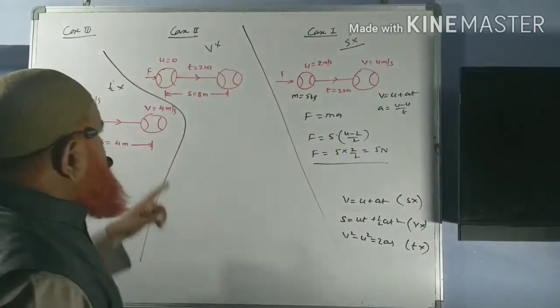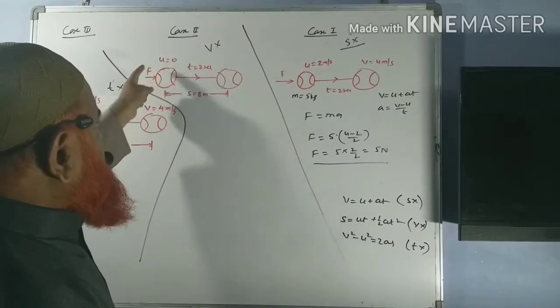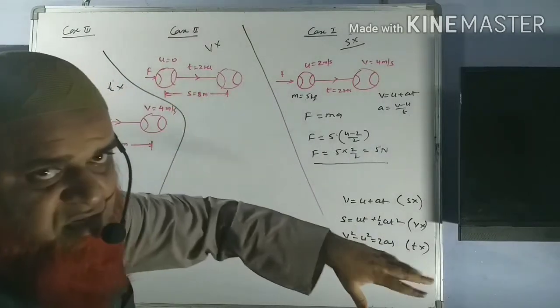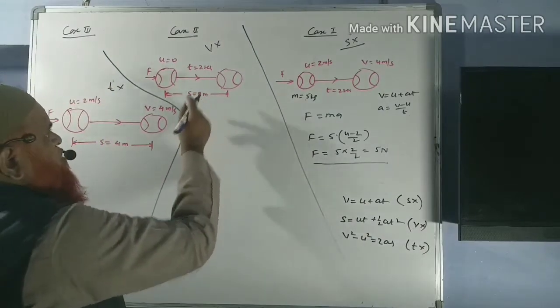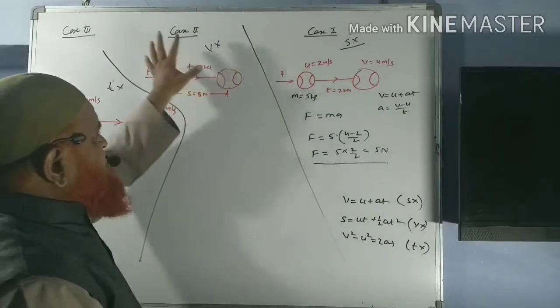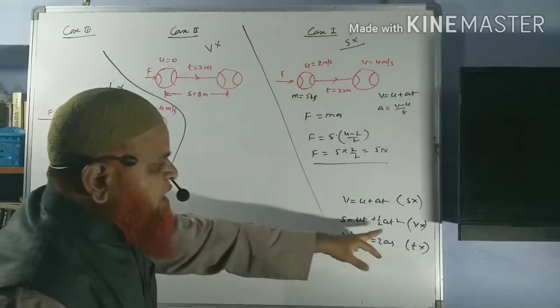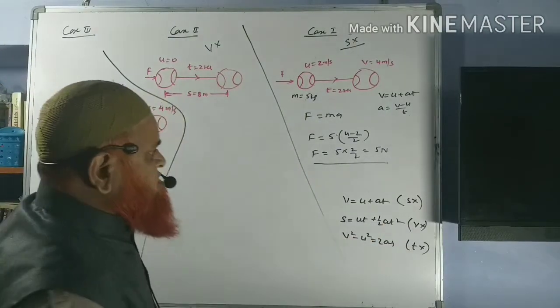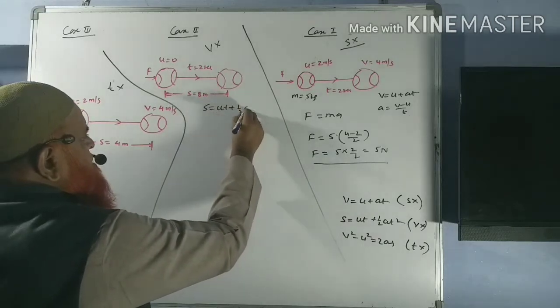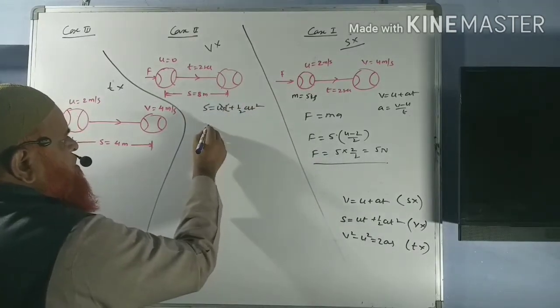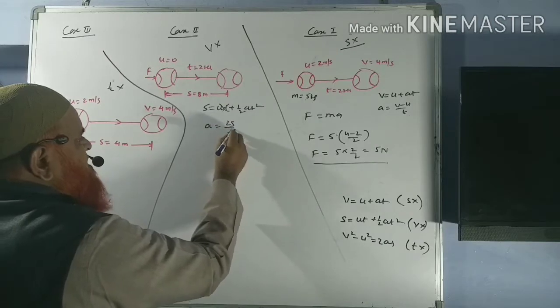In the second situation, you observed the initial velocity is 0 and force is applied. It travels a distance of 8 meters in 2 seconds. In this case, final velocity is not discussed, so you have to select a formula in which there is no final velocity. Then you can write S = ut + half at square. U is 0, so you can write A = 2s by t square.